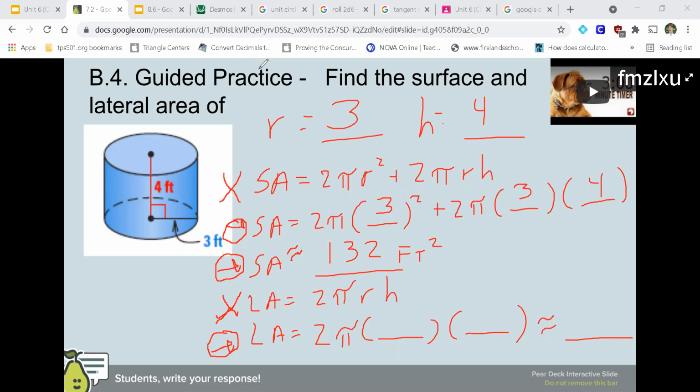I got 131.9, and then I rounded the 9 up. If you're doing this on your phone and you can't find the pi key, there should be a pi key on there, but if you can't find it for whatever reason, if you want to use 3.14, that's fine. The first time I did it wrong, but then I typed it in again. The first time I multiplied everything. The second time I did 2 pi times 3 squared plus 2 pi times 3 times 4. There you go. If you do it 5 times, you just do 2 times 3.14. That's right. That would be fine.